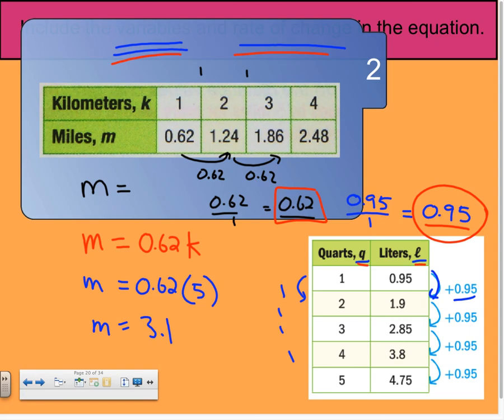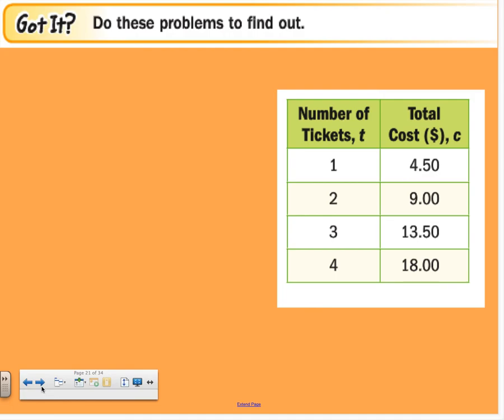So remember, take the two variables that they're giving you in the problem, okay, and see how they're related with the rate of change. I would like you to go ahead and try the Got It, A and B, at the bottom of page 268.